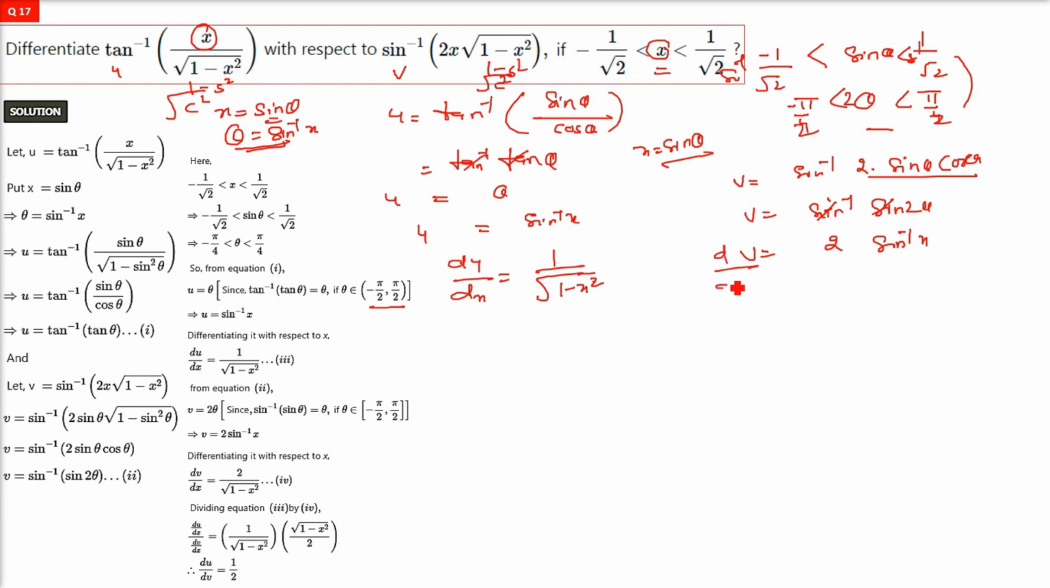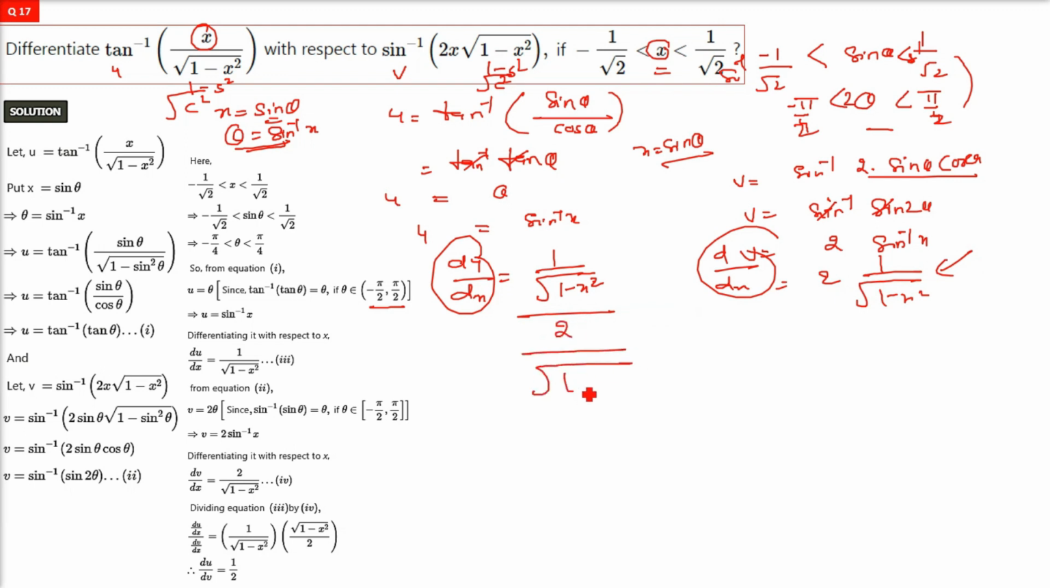dv by dx is equal to twice of 1 by under root 1 minus x square. du by dx divided by dv by dx. So what are you going to get? 1 by under root 1 minus x square divided by 2 by under root 1 minus x square. This gets cancelled. You will get 1 by 2. This is your answer.